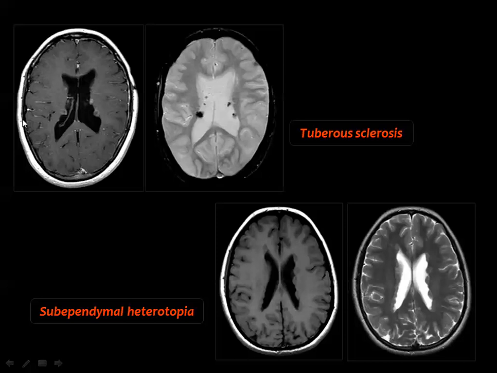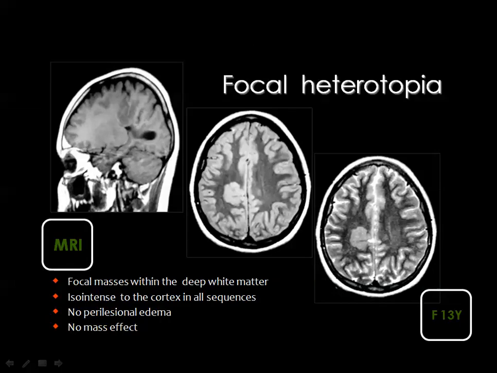But look at the tubers of tuberous sclerosis. In the T1 weighted image, they appear a little bit bright. If you inject the contrast, they will enhance. In the T2 weighted image, they will appear dark because of the presence of calcium. But here, the nodules are similar to the cortex in the T1 and in the T2. If you inject the contrast, they will never enhance. And this is the focal heterotopia.